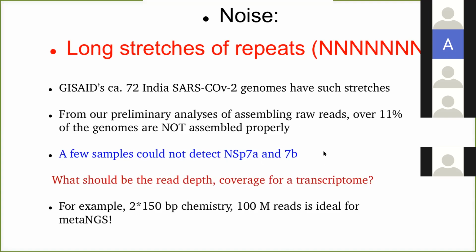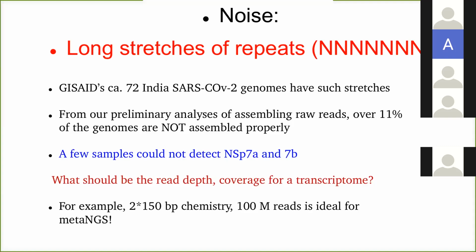And many of the samples could not detect NSP7, which is non-structural protein 7, and 7B. And if you ask me, it's a bit of a tricky situation. If we have a viral load inside the host, and you take a good CT value of anywhere between 1 to 15, which means if the CT value is less, then the viral counts could be pretty high. What should be an ideal read depth for this?